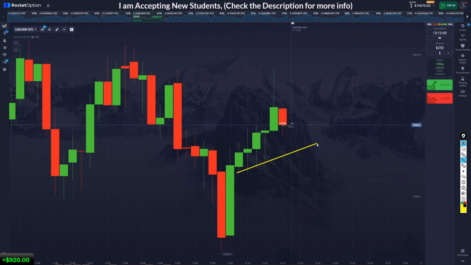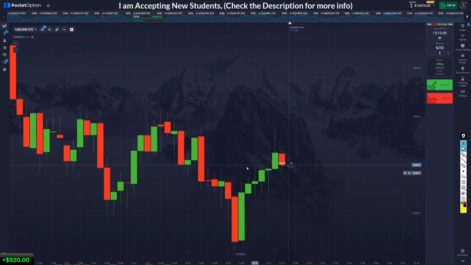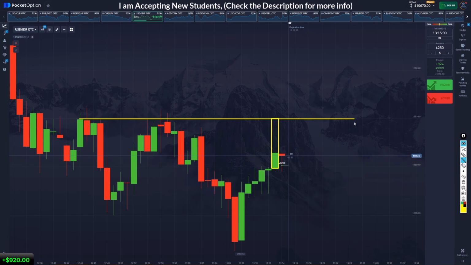Let's see if we're going to win this. This is not a good trade. That's why I go smaller. I was waiting for this one to close something like this. It would be an exhaustion candle.